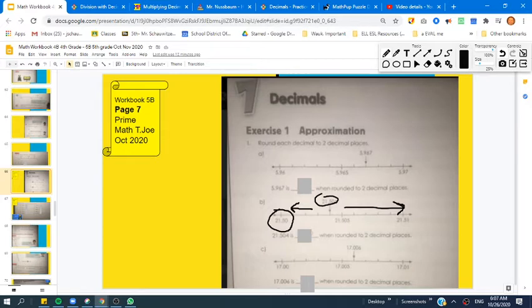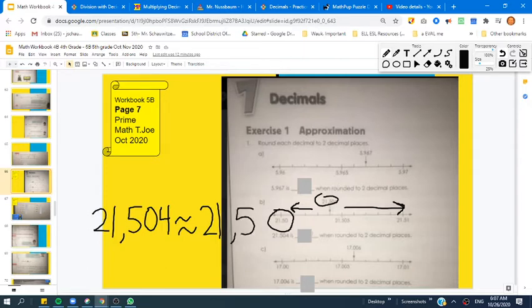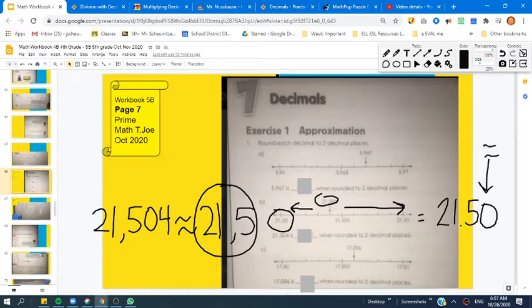So our answer, 21 and 504 thousandths, is going to be approximately 21 and 5 tenths, or you could put that 0 in there if you really wanted to. Your answer is going to be 21 and 5 tenths, or it's the same thing as 21 and 50 hundredths. Okay, you can have that 0 in there if you want to. It's optional. Either one of these answers is correct.